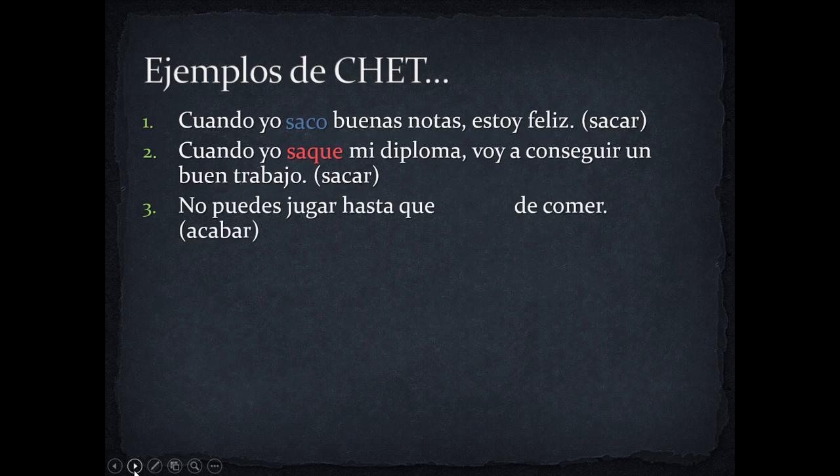Número tres. No puedes jugar hasta que blank de comer. No puedes jugar hasta que blank de comer.